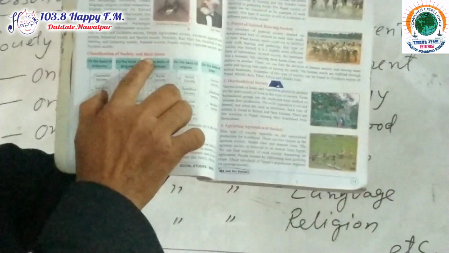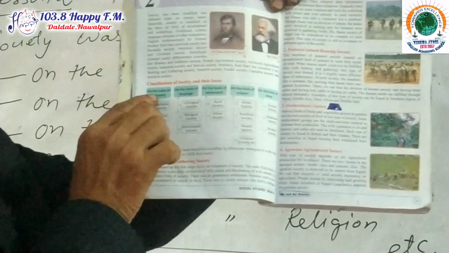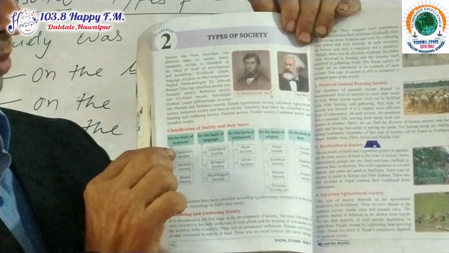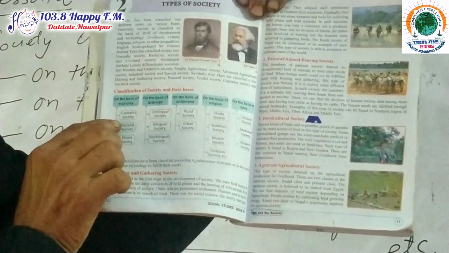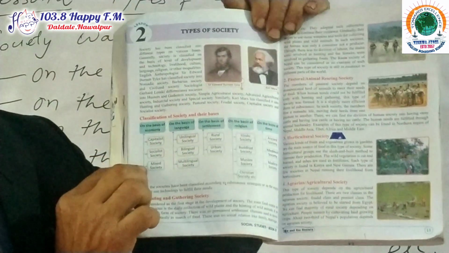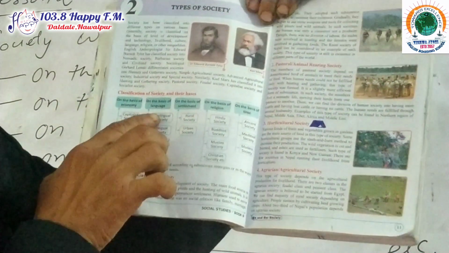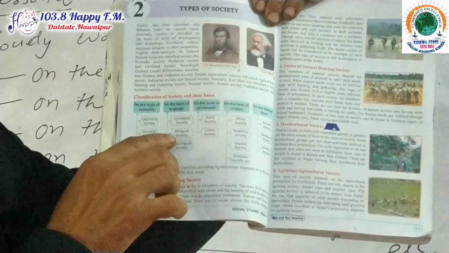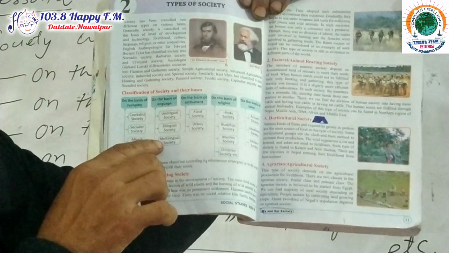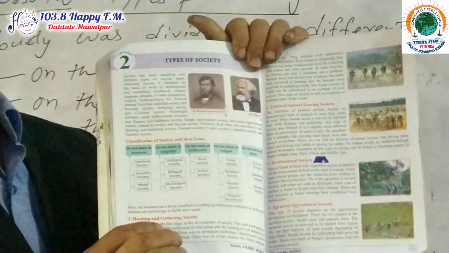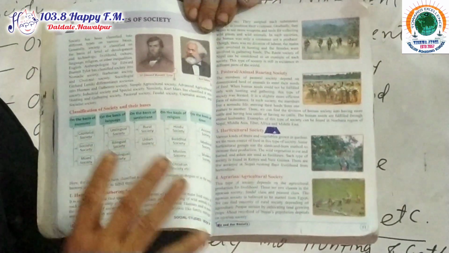Classification of society on the basis of economy. Society is divided on the basis of economy into capitalist society, socialist society, and mixed society. Society is also divided on the basis of language. Let's say over here, unilingual society, bilingual society, multilingual society. It's very clear: single language, dual language, or mixed language society.